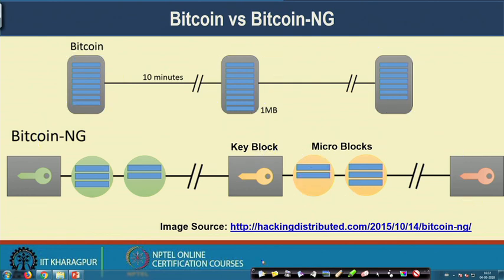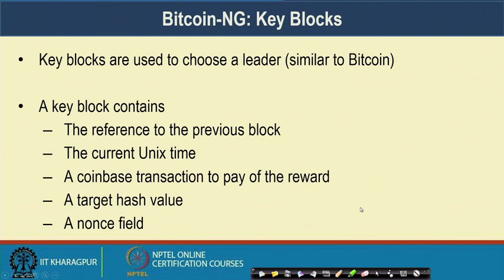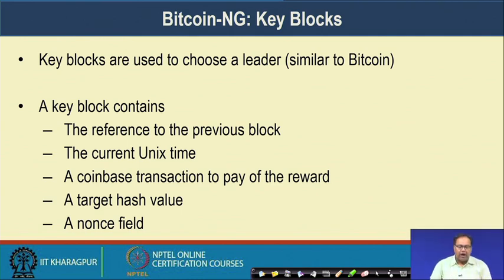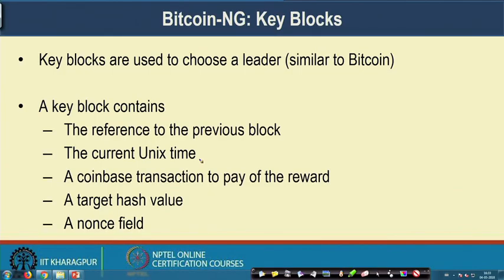Now, let us look into the details of the key block and the micro block in case of Bitcoin NG, that what is there inside the blocks. So, the first block is the key block. These key blocks are used to choose a leader, which is similar to the Bitcoin protocol. A key block contains parameters similar to a standard block in Bitcoin, like the reference to the previous block, the hash pointer, then the current Unix time, just to have a timestamp, a coinbase transaction to pay the reward.